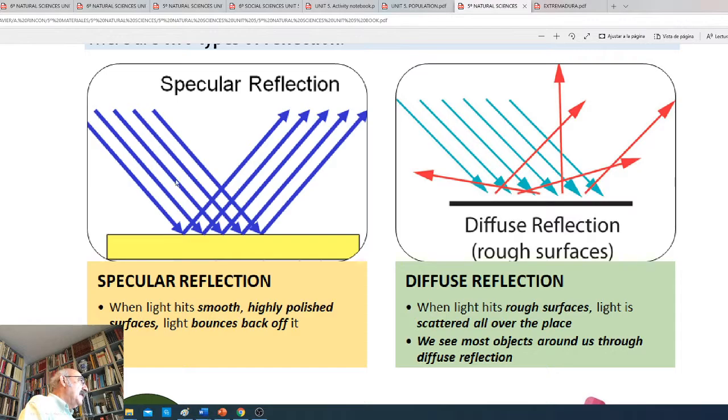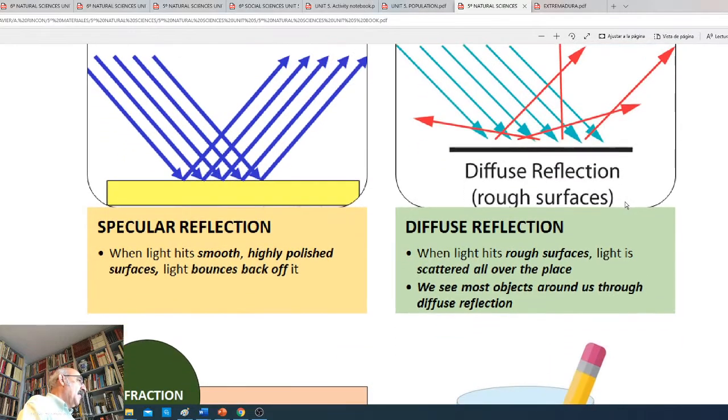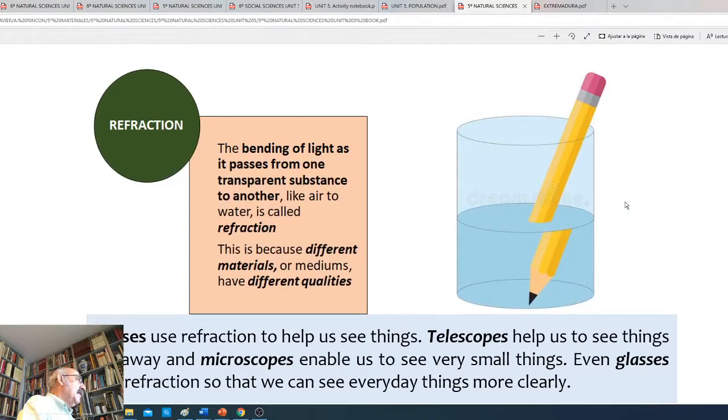You can see through it. Okay, this is the mirror. And diffuse reflection is when the surface is not smooth, it's rough. Okay, good. And this is refraction.